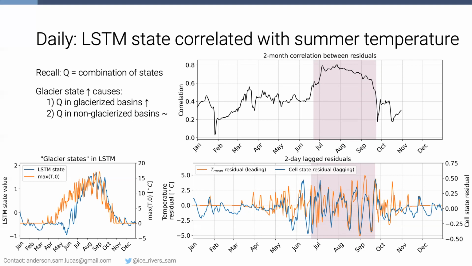Daily fluctuations in temperature are correlated with lagged fluctuations in LSTM state, and then LSTM states are linked to modeled streamflow. So in summer and early fall, when the correlation is high, an increase in temperature from one day to the next causes an increase in streamflow 2 days later. And this feature is only present in glaciarized basins in summer and into fall.